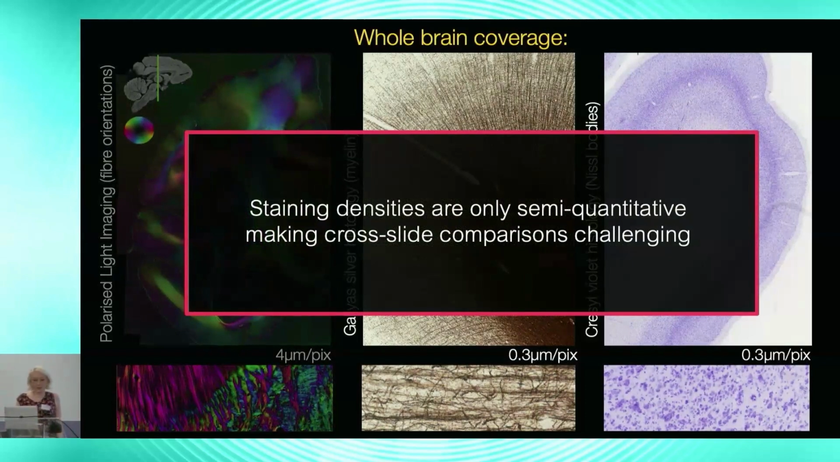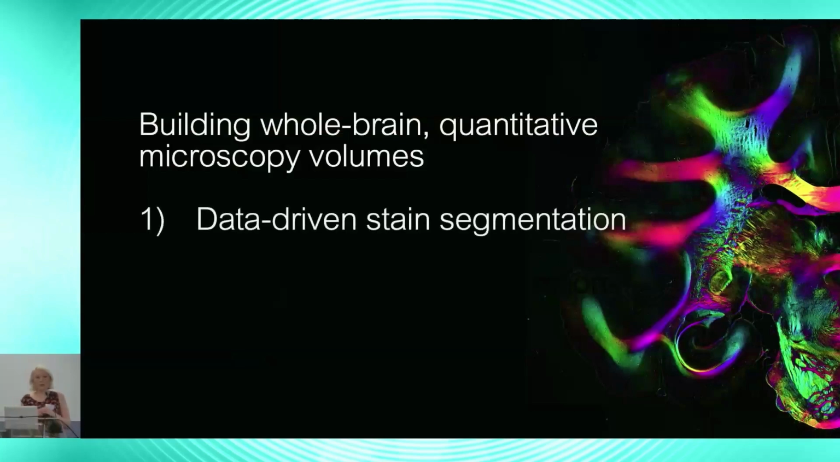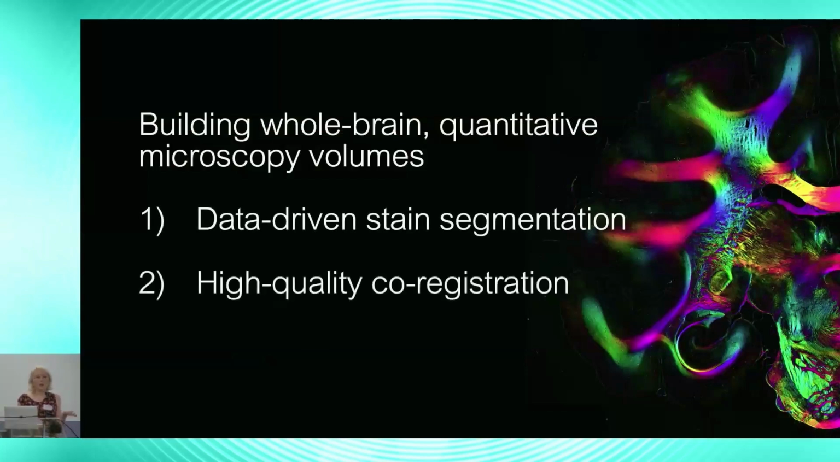So recently we've been doing some work with an aim to build whole brain quantitative microscopy volumes that can translate high resolution information from histology into MRI space. To do this, we first perform data-driven stain segmentation, and then we combine this with high-quality co-registrations to try and build these atlases of how the tissue microstructure is varying and co-varying across the brain.